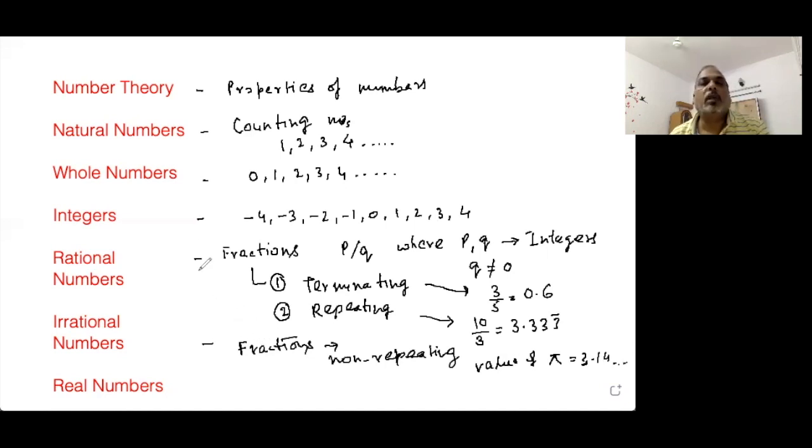So this is basically to give you an idea about natural numbers, whole numbers, integers, rational numbers, irrational numbers, and what real numbers are. Real numbers are basically comprising all these. This is real numbers. Got it?